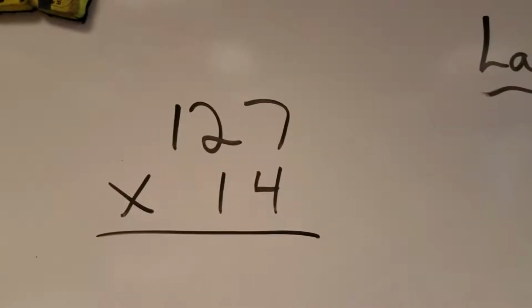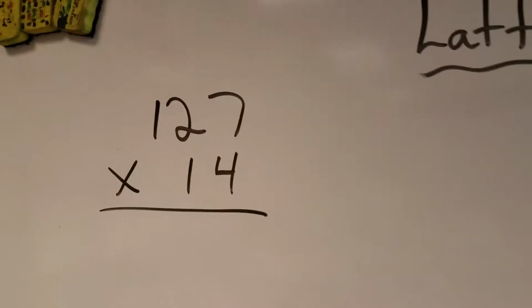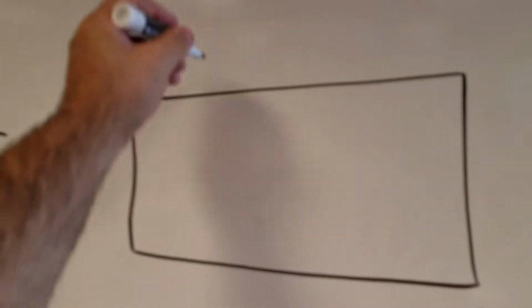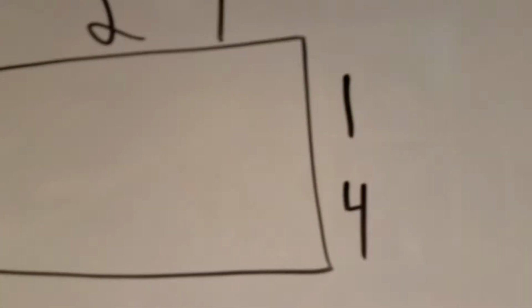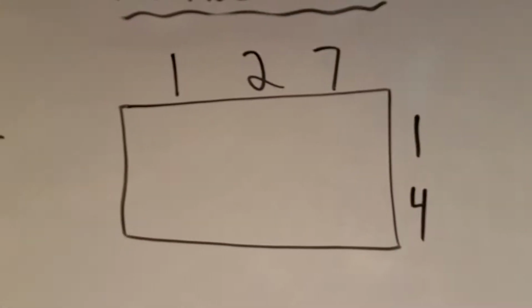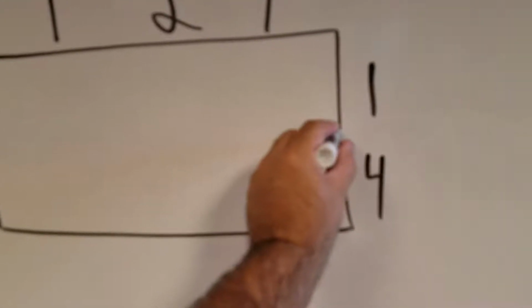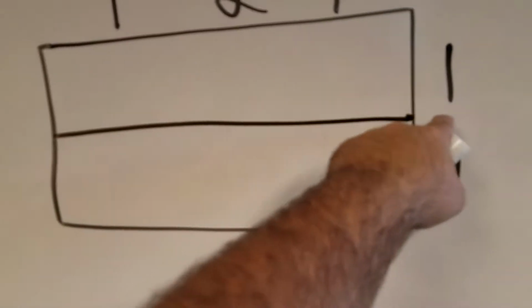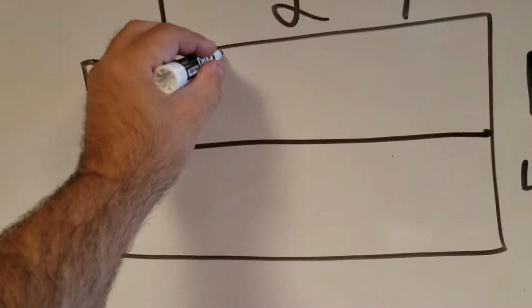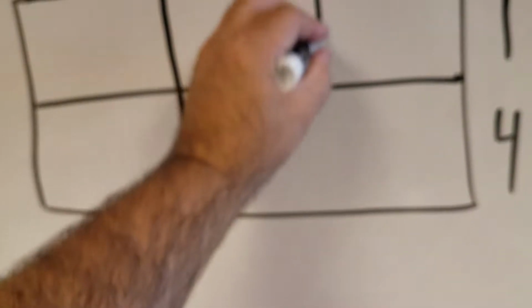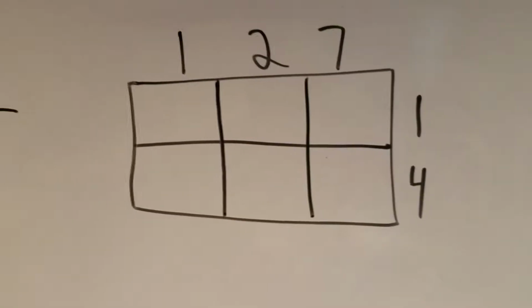Now what if I have a problem like this? 127 times 14. I'm still going to go ahead and draw the box, make it a little bigger. I'm going to put 127 across the top, and then 14 on the side. Now I'm still going to divide the box. I'm going to divide the 4 and the 1. I'm just going to put a line right through it. But instead of making one line here, because I have an extra number, I'm just going to put a column in between each number. So now I have 6 boxes.